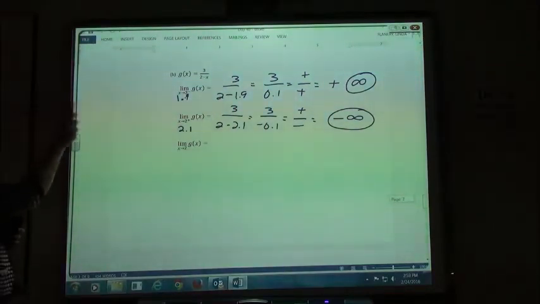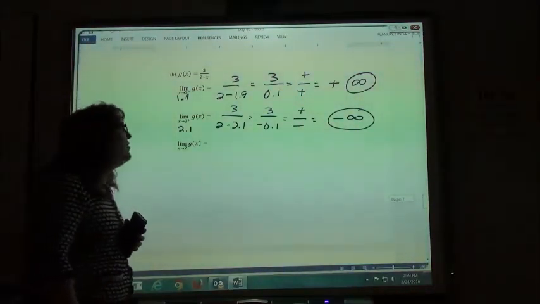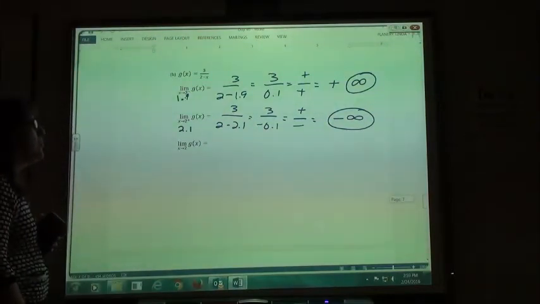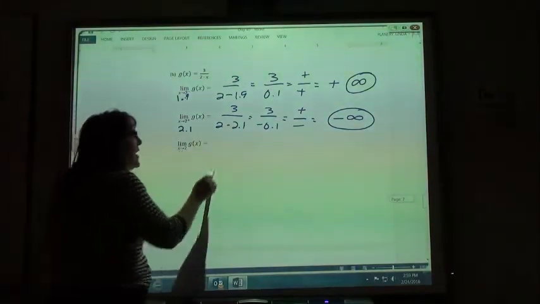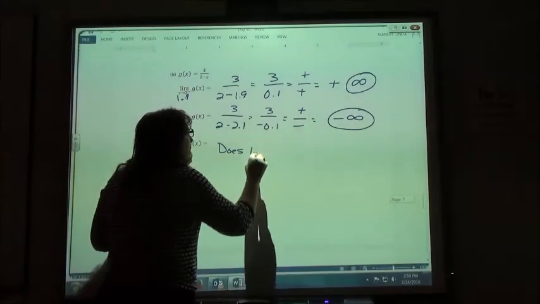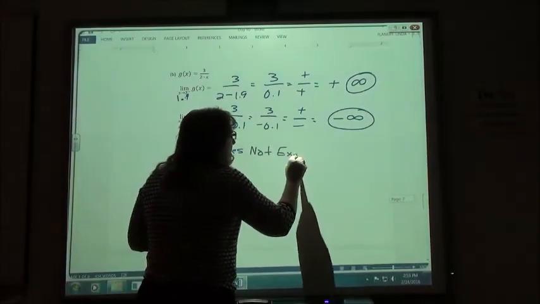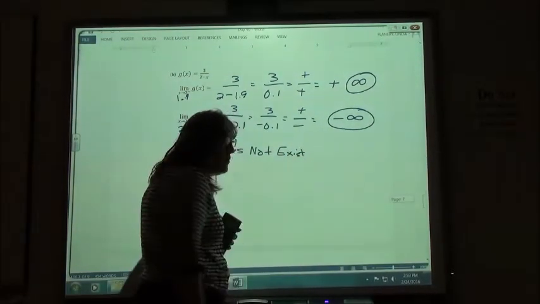Well, since my limit as I approach from the left is positive infinity, but my limit as I approach from the right is negative infinity, the limit as I approach 2 does not exist because they don't approach the same value.